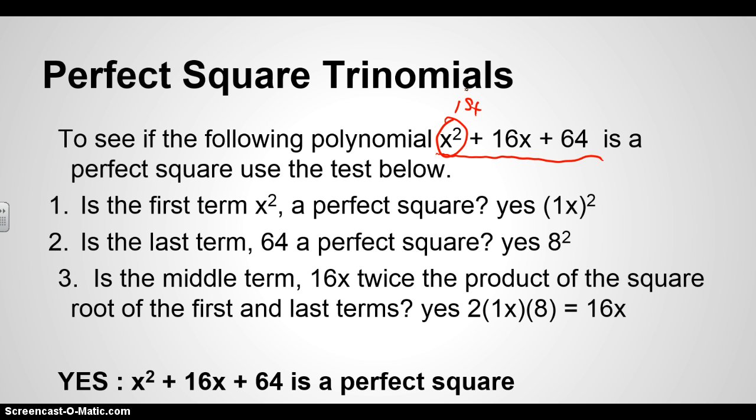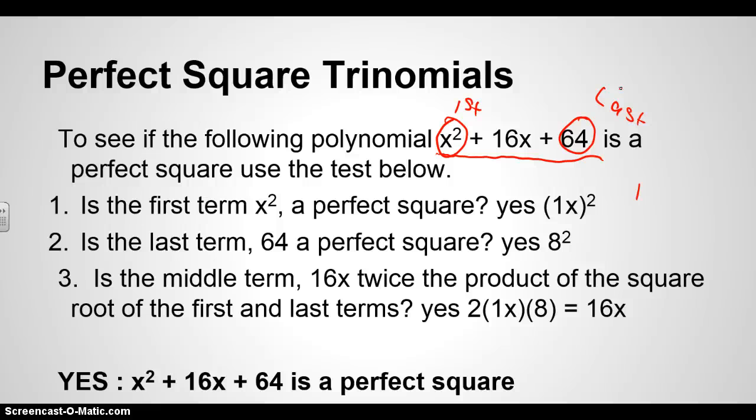Is x squared a perfect square? Well, let's think about it. Is 1 a square number? Yes. So x squared is a perfect square. Then we're going to look at the last term, which is 64. Is 64 a perfect square? Yes, because the square root of 64 is 8, and 8 squared is 64. So yes, 64 is a perfect square.